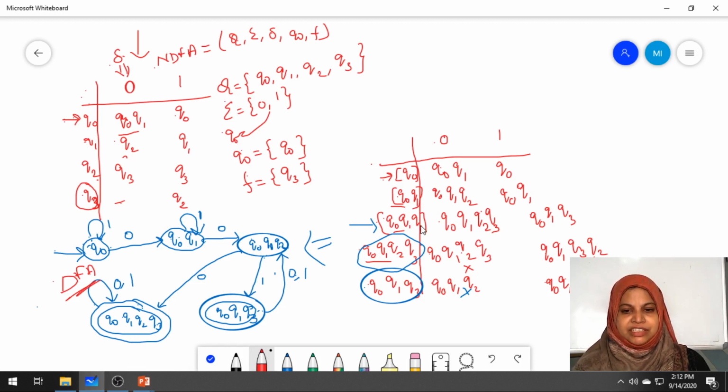How are we going to select the final state? Whatever the final state which is present in the NDFA, if that particular state is present in a state, that state becomes the final state. In this example, in the first case Q3 is not there, in the second case also Q3 is not there, in the third case also Q3 is not there, here Q3 is there. So this state becomes the final state. Here also Q naught, Q1, Q3, this state also becomes the final state, right. This is the DFA for the given NDFA.